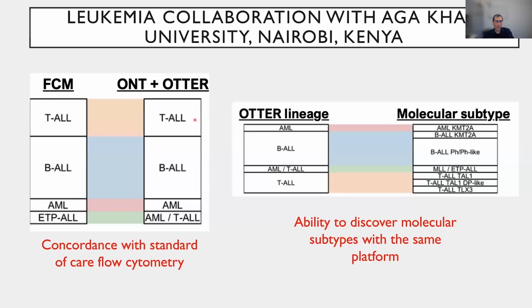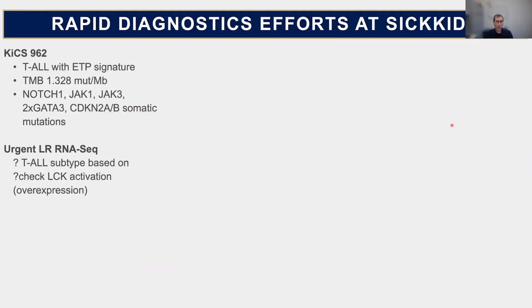And we can see that they really match the standard of care, which is flow cytometry, but they also allow you to go a little bit deeper and unveil things that are not necessarily easily available in that context. For instance, subtypes of BALL with a pH-like phenotype, AMLs that are driven by KMT2A rearrangements, and others, all with the same data and using the power of the RNA-seq coupled with the informatics platform that we created. And then here locally at SickKids, we began to deploy this for ongoing patients, in particular leukemia patients, but also some solid tumors.